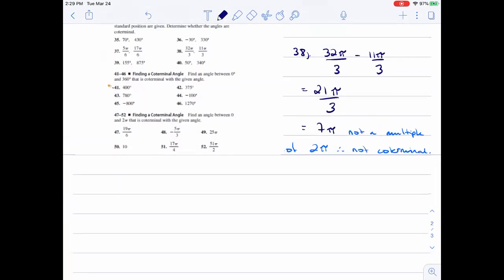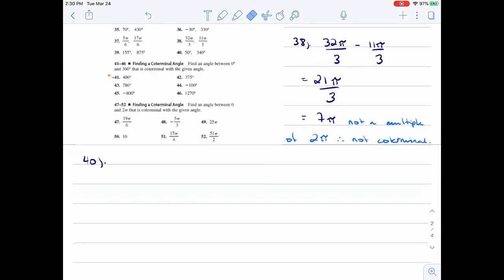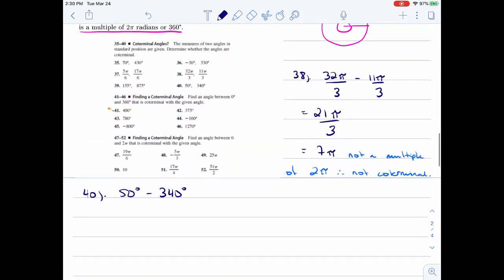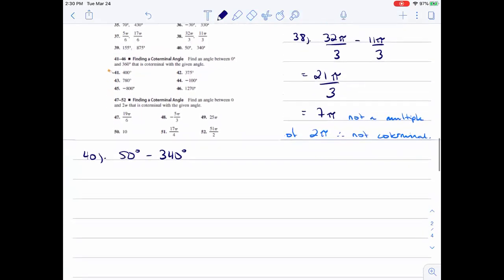What if we do 40? Or actually, let's just have a look at one. Yeah, 40 is fine. 50 degrees. Let's look at the difference between 50 degrees and 340 degrees. So notice that now we're in degrees, so we need a difference of 360 degrees, or a multiple of 360 degrees. So we get 50 minus 340.